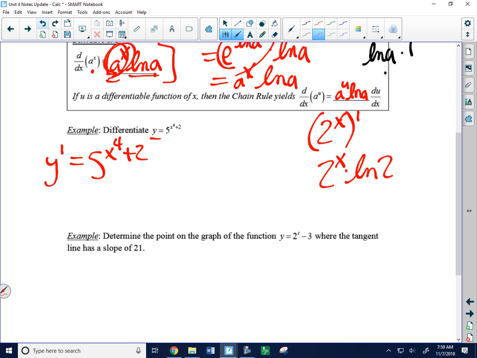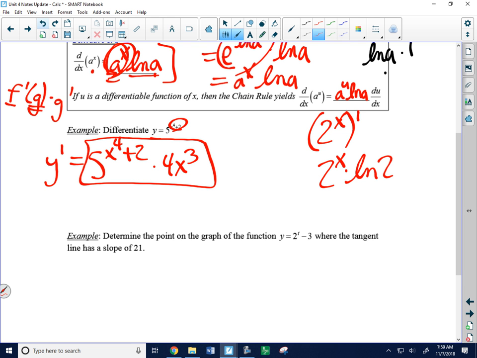So really with chain rule, here's what I've already accomplished. I already did f prime. That was 5 to some exponent. And I kept the g. That's the x to the 4th plus 2. Times, then the g prime is the derivative of the exponent, which is 4x cubed. None of those are like terms, so there's nothing I can simplify.